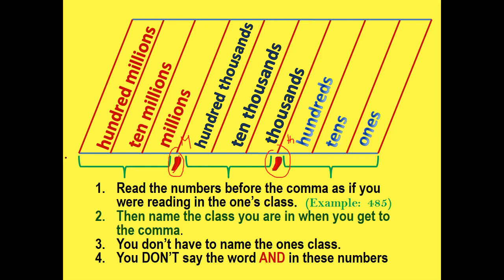So we will start from the left side. We will start reading the numbers before the comma. Then we will say what? Million. We name the class. We are in the millions class. Then we will read these 3 numbers together. Then we will say what? Thousand. Then we will read the other 3 numbers. But you don't have to name the ones class. So we name the millions class, we name the thousands class, but the ones class, we skip it.